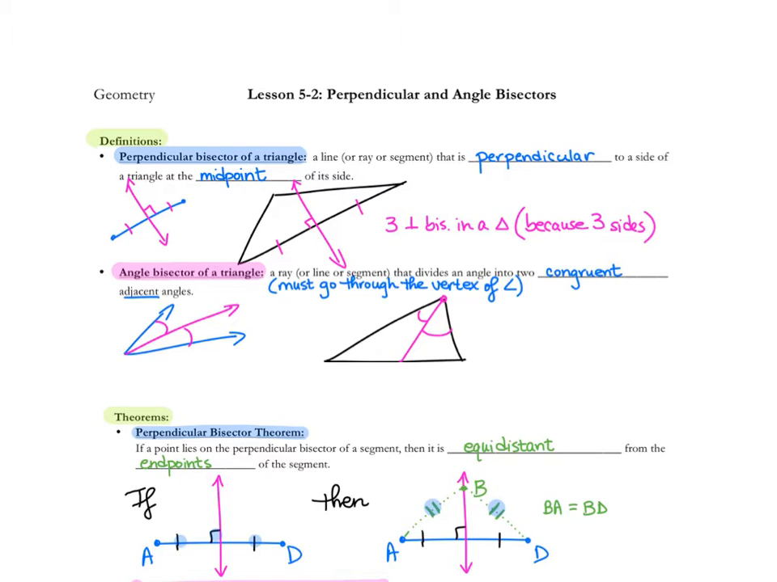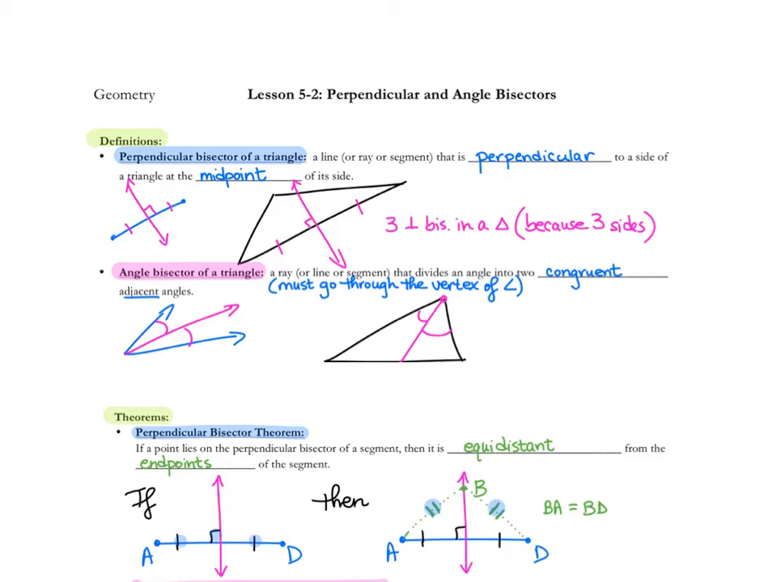And then an angle bisector of an angle we've talked about. An angle bisector is what is shown in the picture here. So this is an angle bisector because it's cutting the angle into two congruent parts. And so for a triangle, if you pick one of the angles, an angle bisector is a ray or a line or a segment that divides an angle into two congruent adjacent angles. So obviously, again, you could bisect this angle and you could also bisect this angle. So any triangle would have three angle bisectors as well.